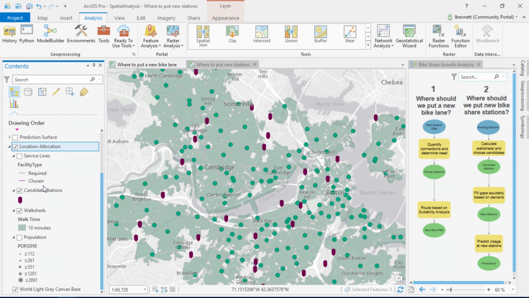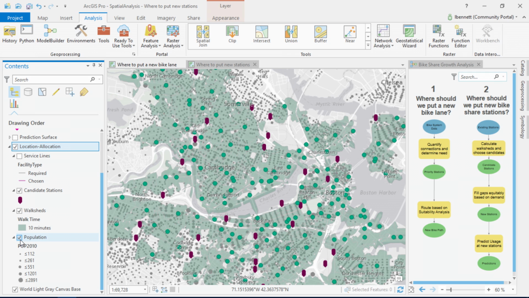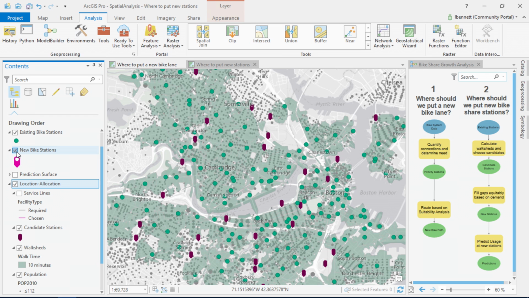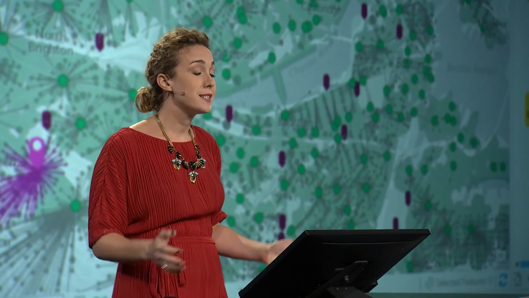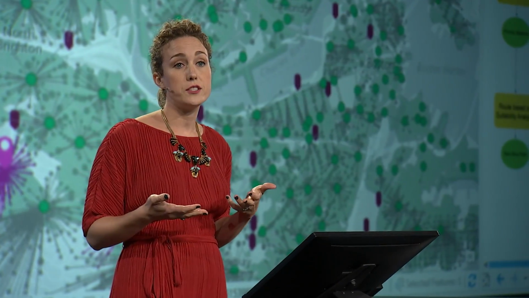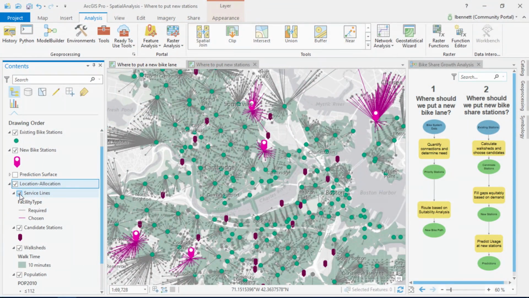Now, of course, we also have to consider where people live, and we can combine our network analysis with our population data to calculate which of the potential stations has the ability to improve access the most. And we can see how the model has allocated the underlying population to each of those stations. Now, we've chosen these station locations based on providing access to as many people as possible.